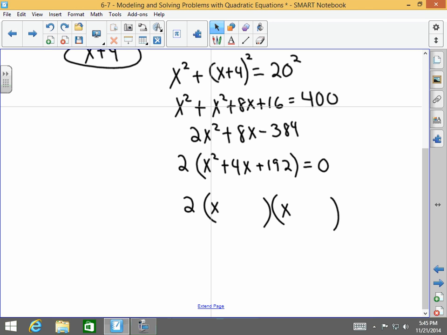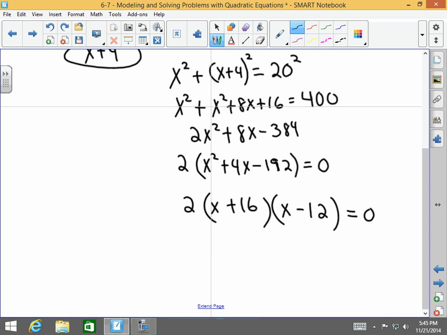Okay, guys, hopefully. I know this isn't an easy one. This one takes a little thought. But hopefully you figured out that it was x plus 16 times x minus 12, because 16 times 12 is 192. And I'm sorry, this should be a negative 192. That may have messed you up, so I apologize about that. 16 times negative 12 is negative 192, and 16 minus 12 is 4.